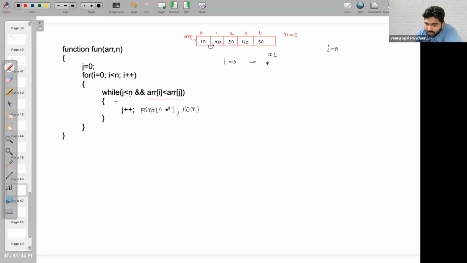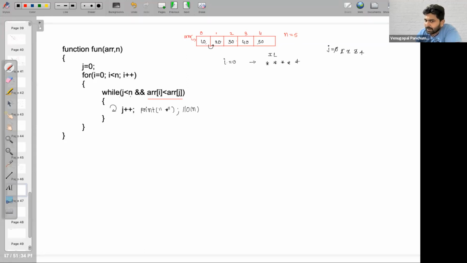Again, this loop is true, friends. How long will this loop be true? J value will become 1, which means 10 is less than 30 also. So one more star will be printed. Next, J value becomes 2. Now array of 0 is less than array of 2, so one more star will be printed. Then J value becomes 3, and 10 is less than 40, so true, one more star will be printed. Then J value becomes 4, and this is right.